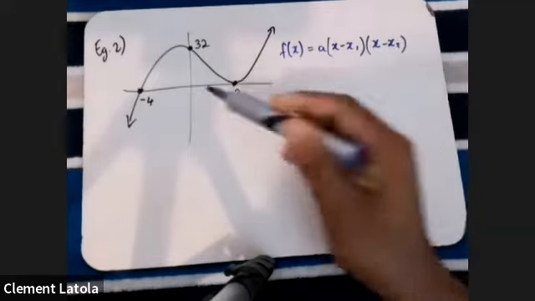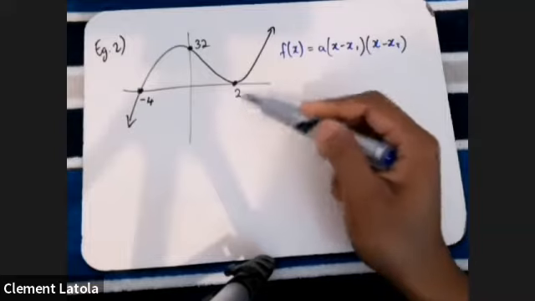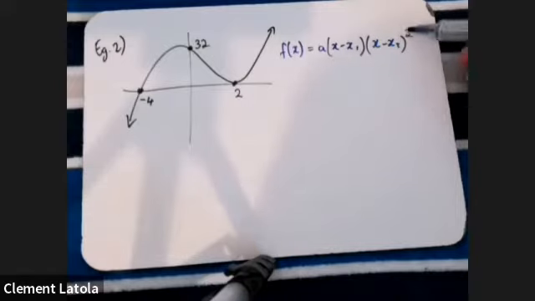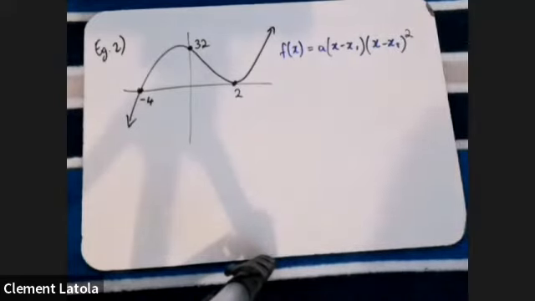But now notice there isn't a third intercept because this one is going to be repeated. So instead of saying x minus x3, I'm just going to square this one because we basically multiplied by the same thing. Okay, so I'm just going to square this x-intercept, or this factor, rather.